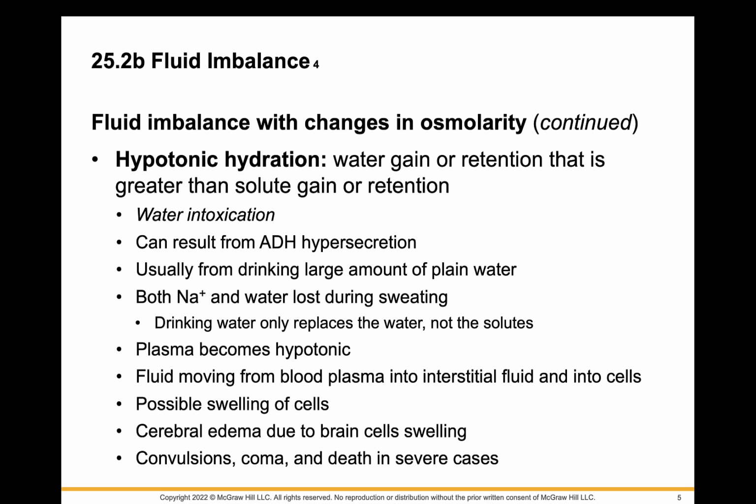Now, both sodium and water are lost during sweating. And remember, drinking water only replaces the water, but not the solutes. Now, the plasma becomes hypotonic, so fluid moves from blood plasma into interstitial fluid and into cells. The issue here is the possible swelling of cells. Cerebral edema is due to brain cell swelling. Cerebral edema can also result in convulsions, coma, and in very severe cases, death.